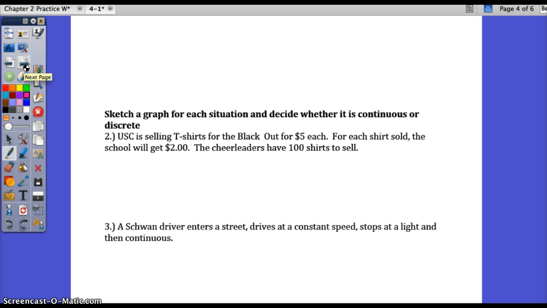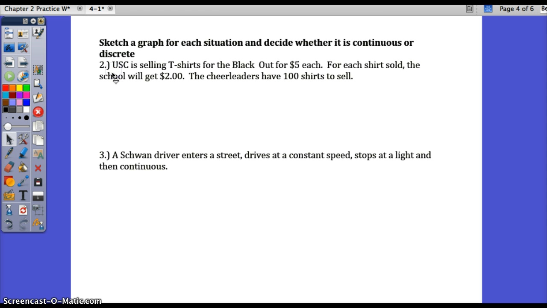These next couple of examples, now we get the opportunity to sketch a graph for each situation, then decide whether it's continuous or discrete. Upper St. Clair is selling t-shirts for the blackout for $5 each. If each shirt is sold, the school will get $2 per shirt. The cheerleaders have 100 shirts to sell. Well, let's think about what is going on here. We have two different variables. We would have the shirts sold and also the money the cheerleaders would get.